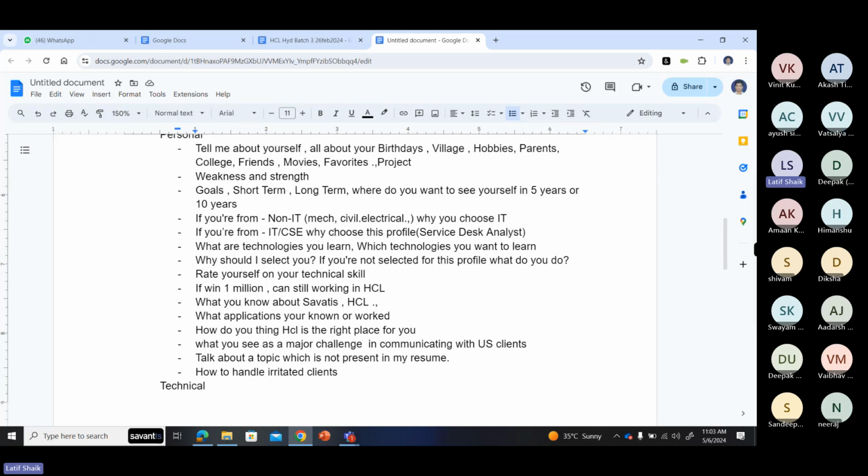Okay. Rate yourself on your technical skills. That is a little difficult because it completely depends on you, what technical knowledge you have and how much you know. If you have to test yourself, okay, so you are average. For example, out of 10, if you are a 5 candidate, tell them I have a 6, 7 kind of rating.